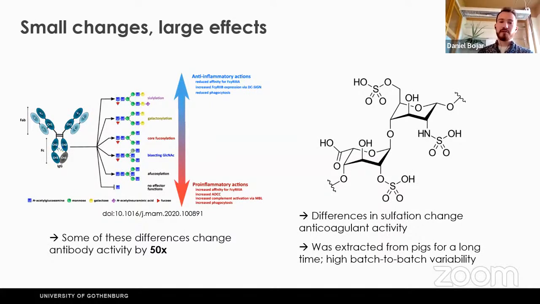And for a long time, this heparin was extracted from pigs. So as you can imagine, any natural product that you extract has a lot of diversity, a lot of batch-to-batch variability, especially if it's so finely tuned with these sequence-to-function relationships of the sulfation patterns. So that causes problems. Nowadays, it's synthesized in a controlled manner, so that's no longer bad. But it's important to keep in mind that these tiny differences can have large effects.